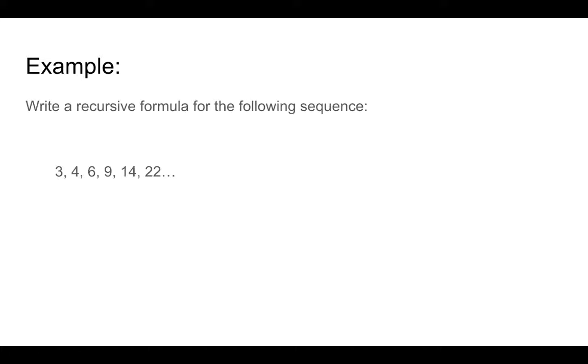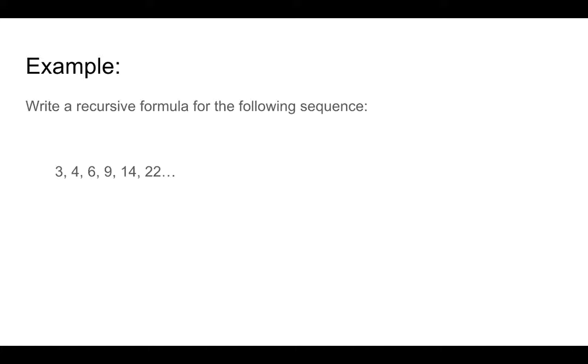The next one, you can try this one and pause the video: write a recursive formula for the following sequence. You can see we're adding 1, adding 2, adding 3, adding 5, adding 8. If you recognize that, that's the Fibonacci sequence. So the differences are in the form of the Fibonacci sequence. This is one strategy you're always going to want to look for.